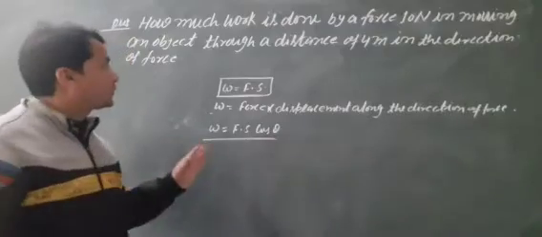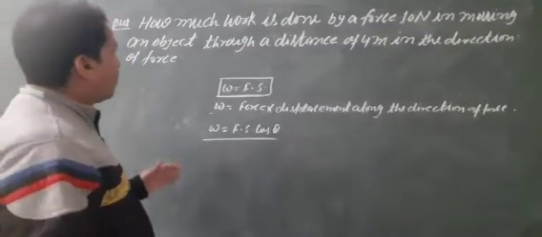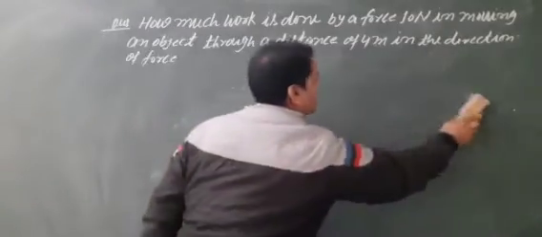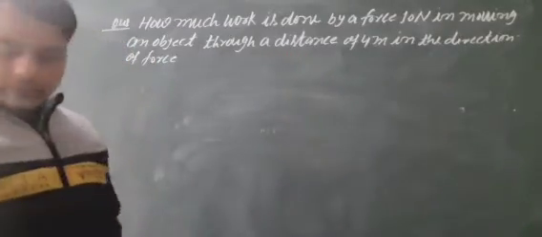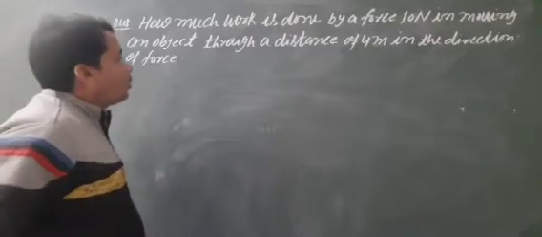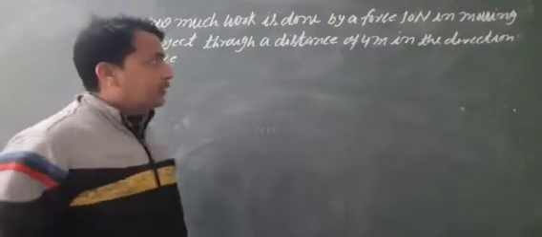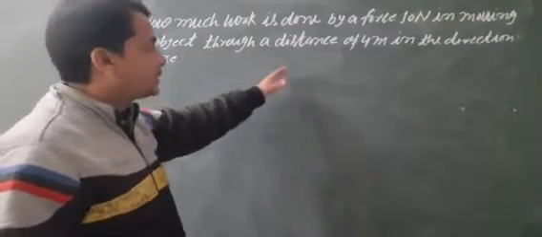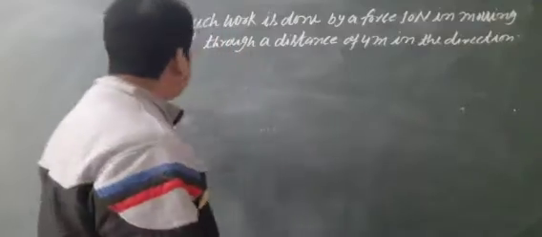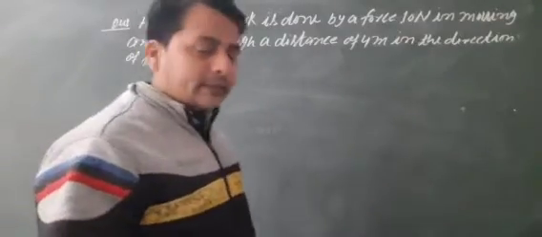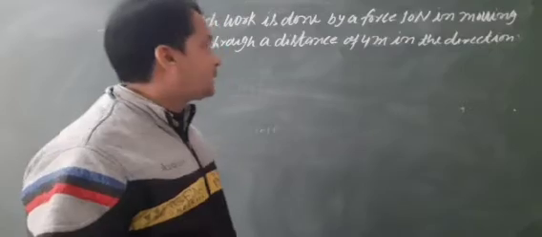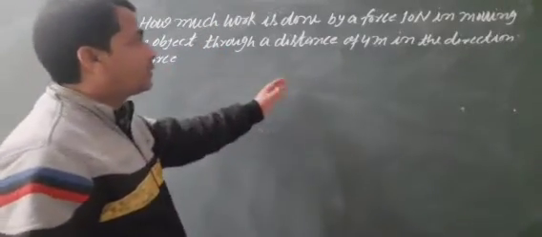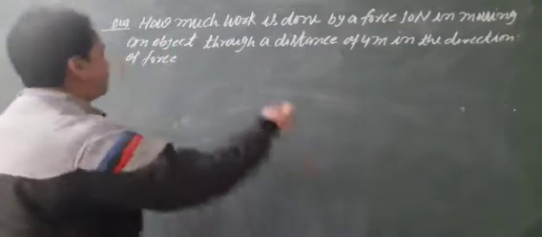So here the first question is given: how much work is done by a force of 10 Newton in moving an object through a distance of 4 meter in the direction of force? So it is clear that a force acts on the object and the object is displaced along the direction of the force. Here there are some clues given; let us note them down.